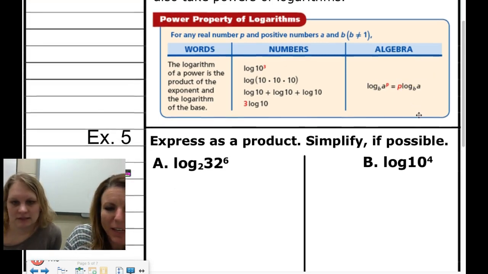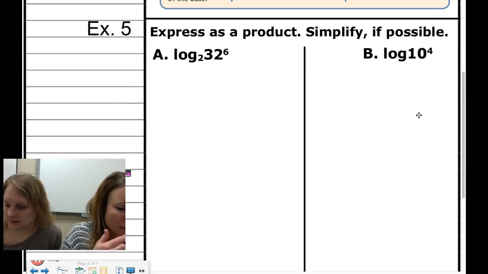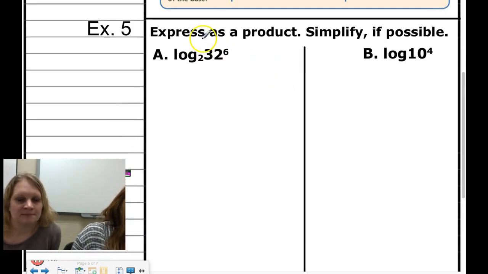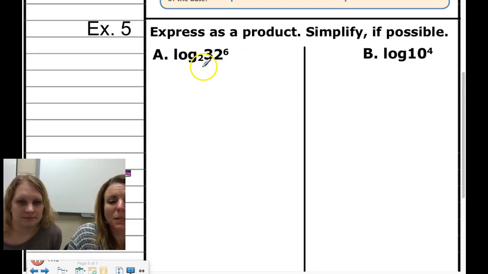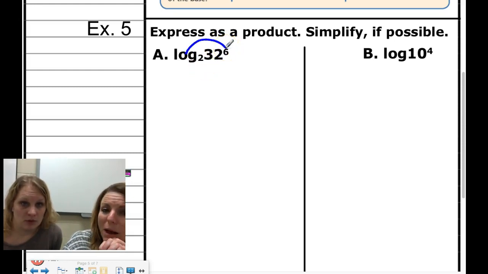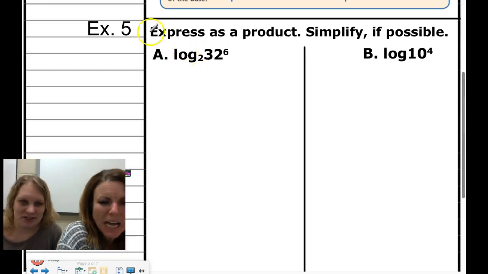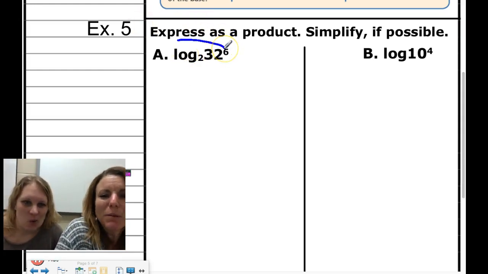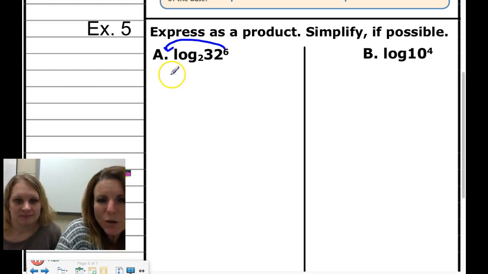And then you simplify. So let's do this. Example 5 says, express as a product, simplify if possible. So the minute you see a log with an exponent, by the property, we can play baseball. So you move that out front.